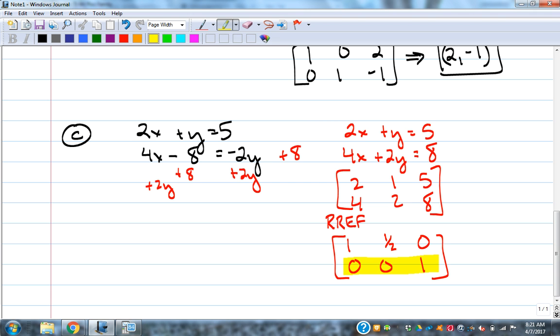It is, but the bottom row says, well, this says x plus 1/2 y equals 0. That's what that says. It doesn't say x equals 1/2. It says x plus 1/2 y equals 0. Bottom row says, though, that 0 equals 1, and that's never true. So that bottom row trumps any other row. So this tells us that there's no solution. Good question. We'll do that on the next exam.